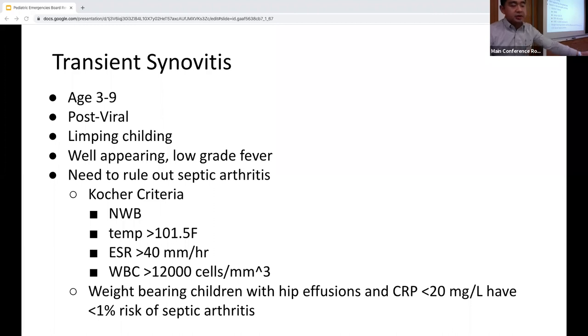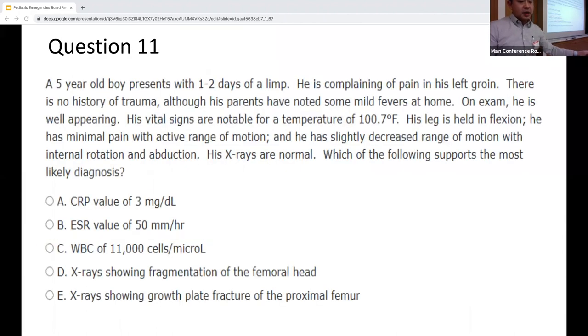And so the criteria you should be aware of is the CORE criteria, and basically it's 4 things. The criteria was developed to rule out septic arthritis in the hip. So you have to be non-weight-bearing, Tmax over 101.5, ESR over 40, and white blood cells over 12,000. And so if you go back to the question, you think this kid has transient synovitis.